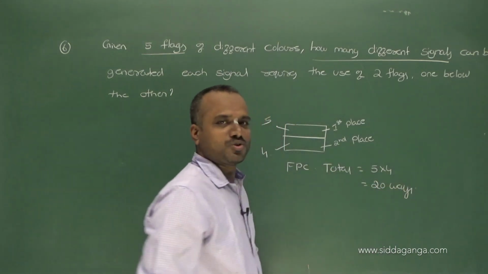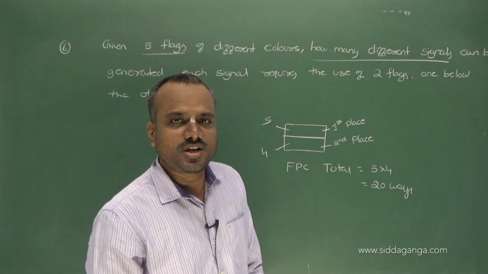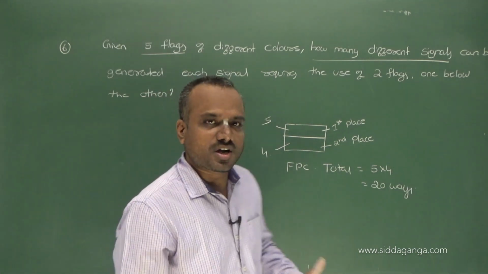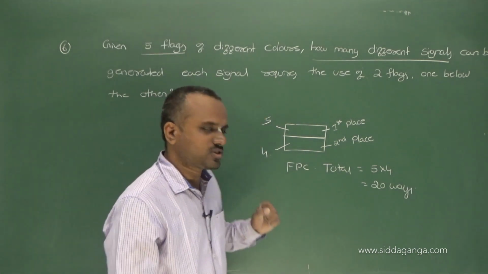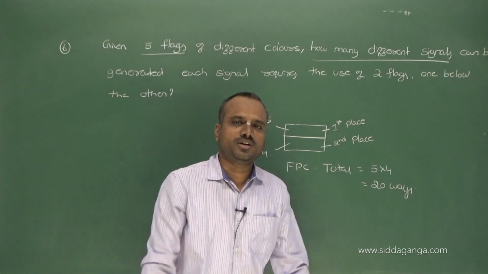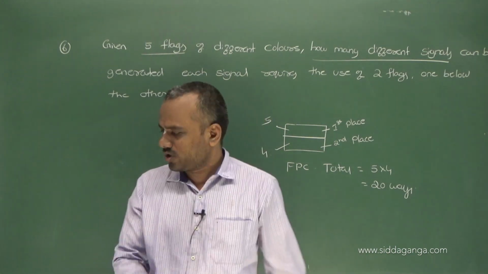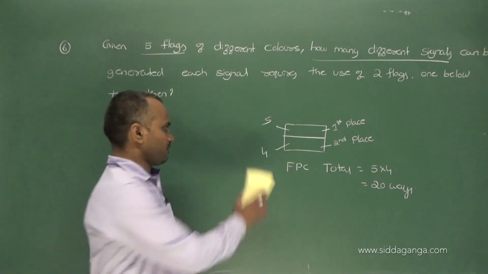This is a very simple question. How many ways? 20 ways. So this is the concept. Observe the concept first carefully and write your own method for this answer.